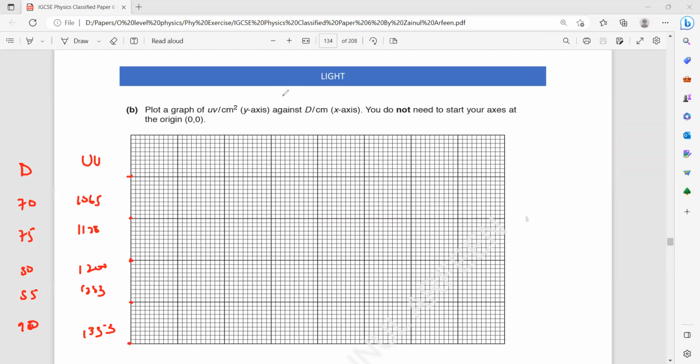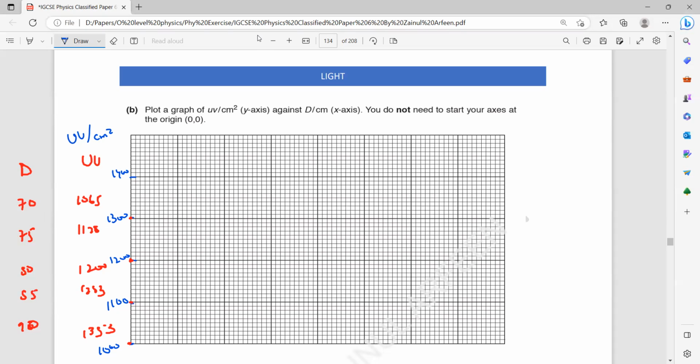As I mentioned, we don't have to start from the origin, so you can start with any number. For example, the first value is 1000, the second value is 1100 after 10 boxes, so each box is equal to 10. Then 1200, then 1300, then 1400. And always label the axis. What we are plotting on the y-axis is u into v, so we write u into v, and the unit is centimeter square. Then for D, the minimum value is 70 and the maximum is 90.